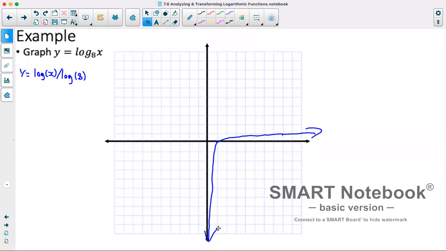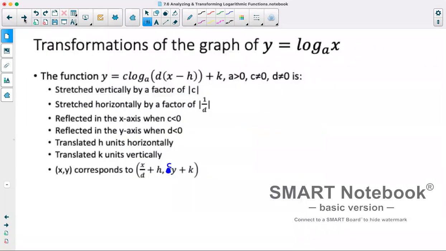Okay, so next we will talk about transformations. So transformations of our graph y equals log base a of x. Our function y equals c log base a of d times (x minus h) plus k, where a has to be greater than 0, c cannot equal 0, and d cannot equal 0, is stretched vertically by a factor of c, stretched horizontally by a factor of 1 over d, reflected in the x-axis if our c value is negative, reflected in the y-axis if our d value is negative, translated h units horizontally, and k units vertically.